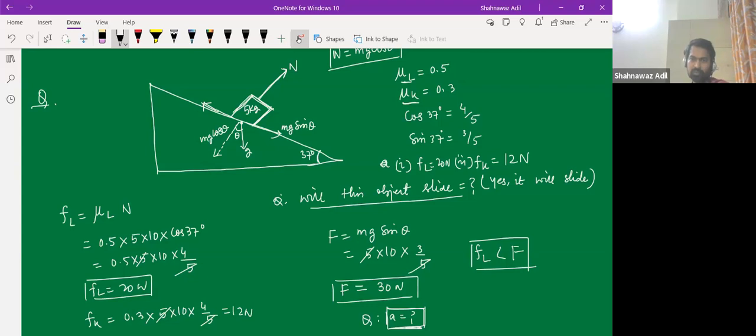Sir, I'm getting 7.6 meter per second square. So Archive is getting 7.6 meter per second square. And Rishita, Elham, what about you guys?